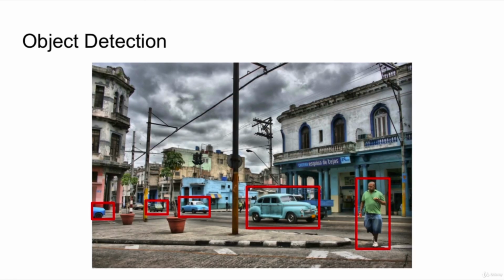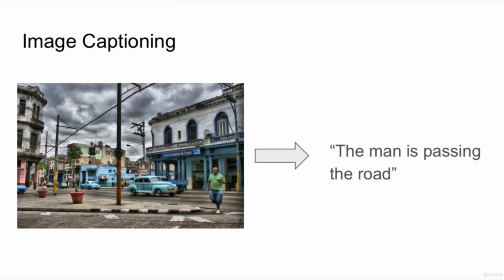Another example of a computer vision task is object detection. For the input image, we need to find all the objects in the image and highlight them with a rectangle, which is called the bounding box. The next problem of computer vision is image captioning. For a given image, the model should generate a text description of this image. As on the slide, for the input image, the caption may be "the man is passing the road."